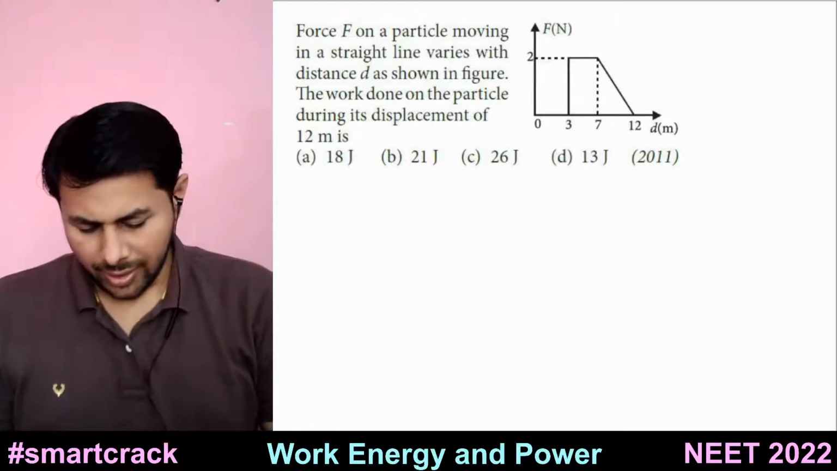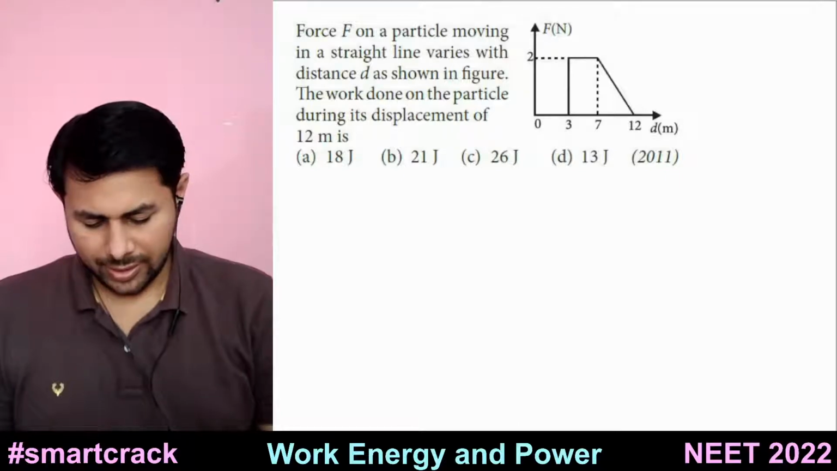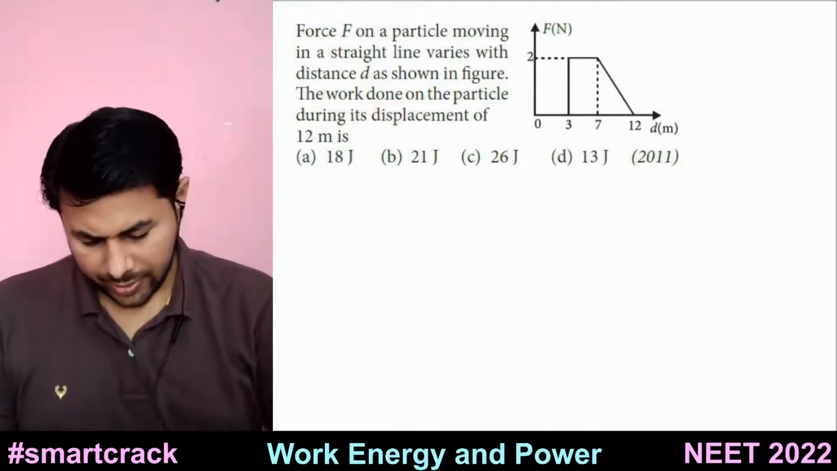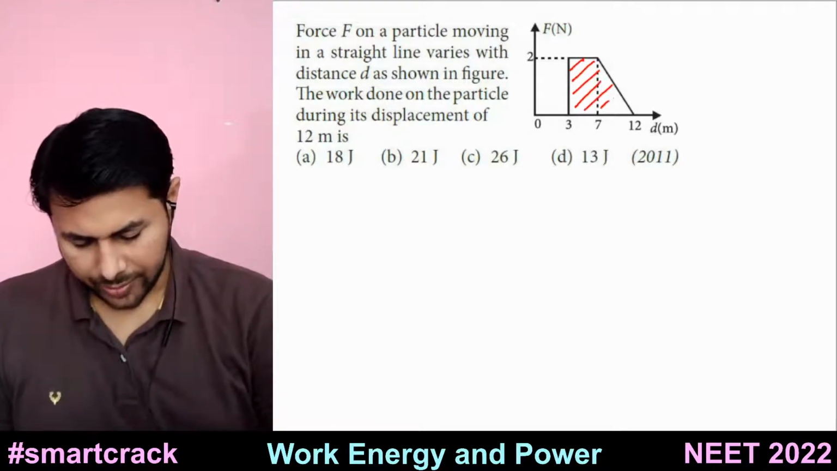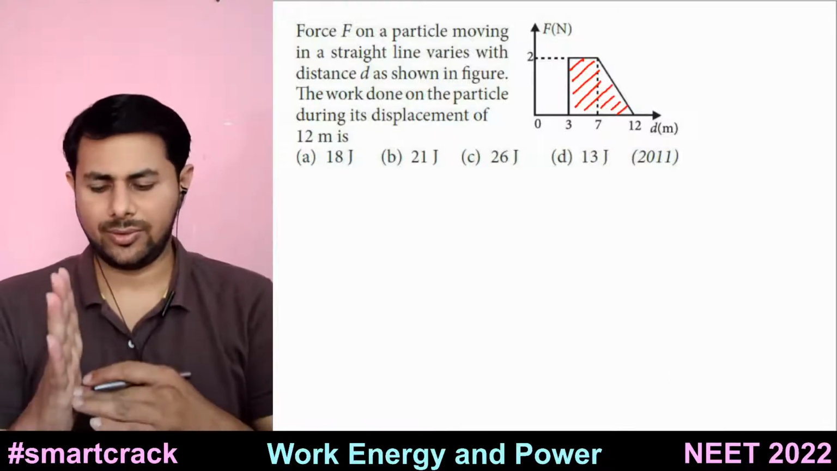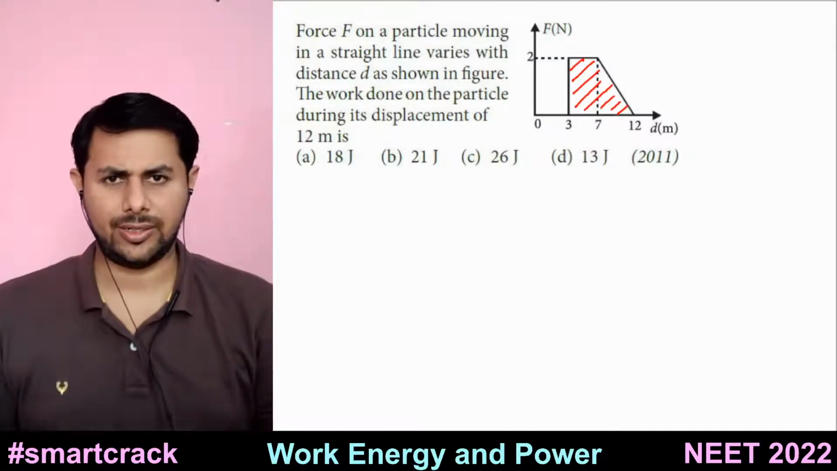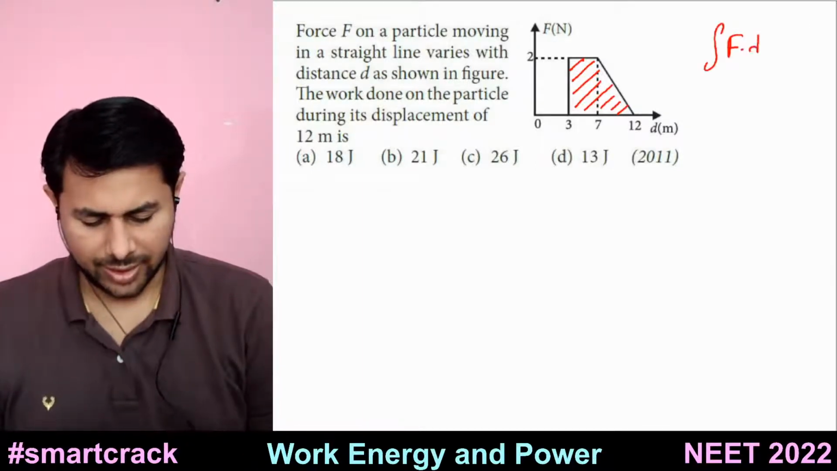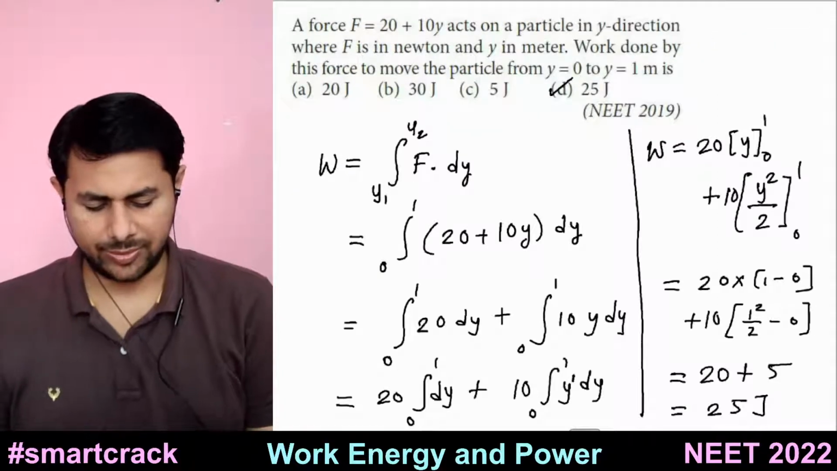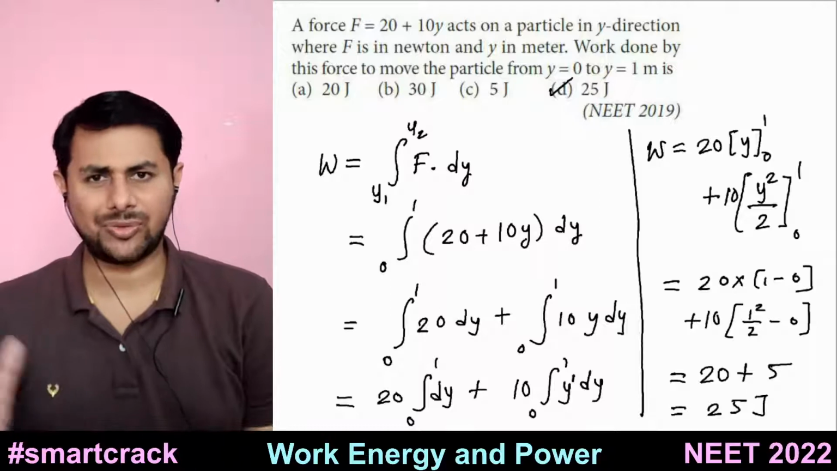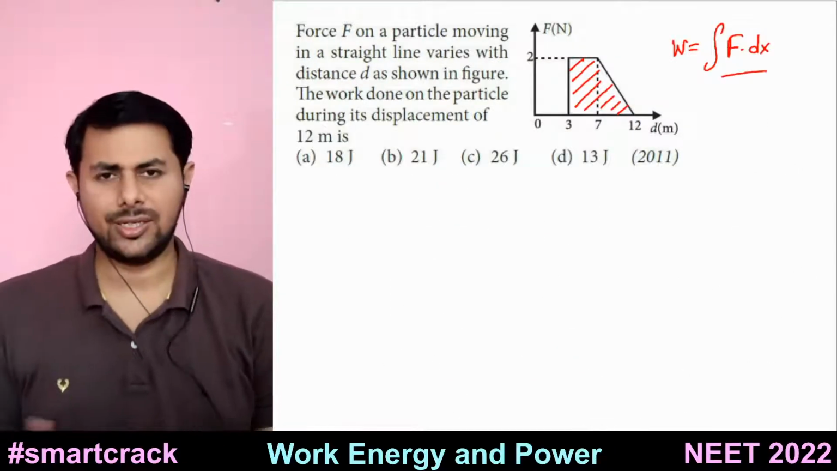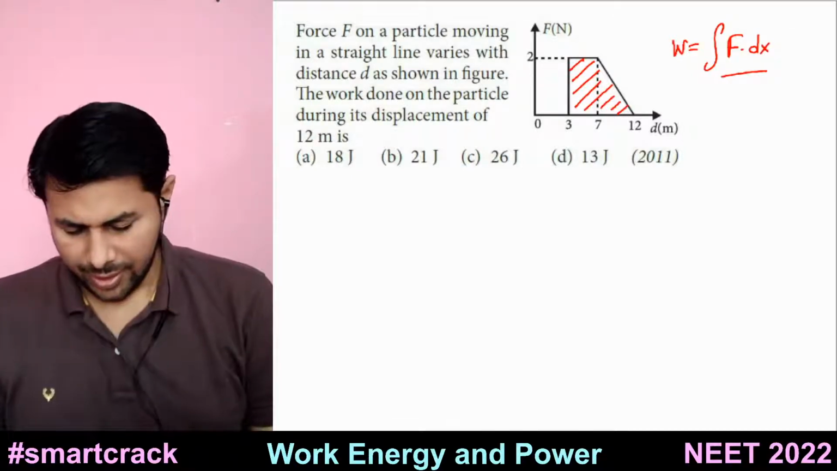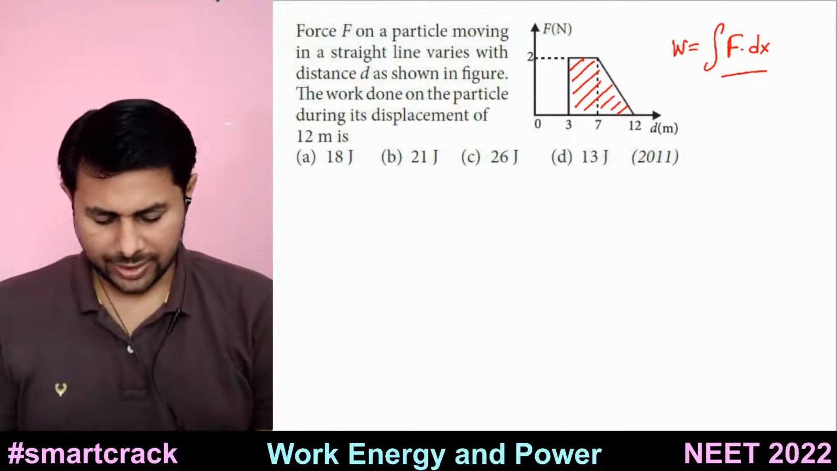Okay, good. So now I want to find out the work done by this variable force. Work done by a force is given by the area under the force versus position curve. This we have seen. The work done by a variable force is the integral of f dot dx. In the last problem we took the integral of f dot dy because it was in the y direction. So it is the integral of f dot dx if it is in the x direction. Here the area under the curve we can easily find out.